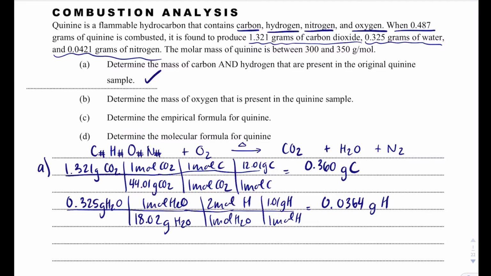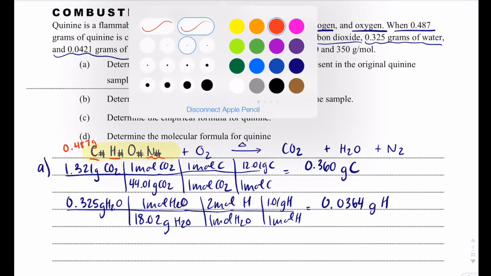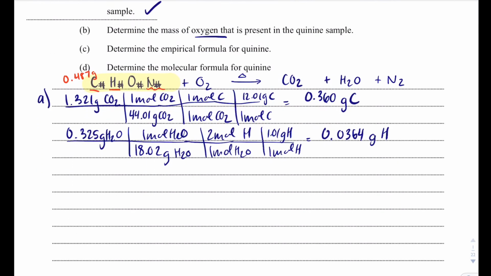And they want us to determine the mass of oxygen in our sample for B. Well, this whole sample is 0.487 grams. I know carbon already, I know hydrogen, I just need to get oxygen. But the problem is I can't just subtract right away because I don't know nitrogen. Right now that is unknown. So what I need to do is do this process again.